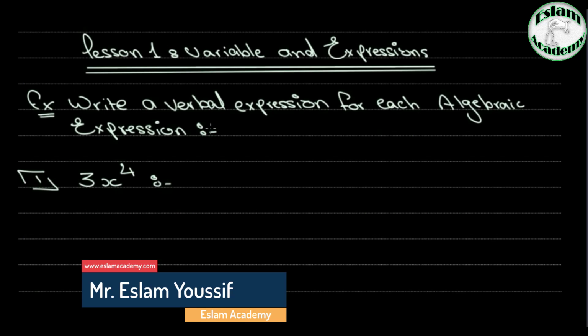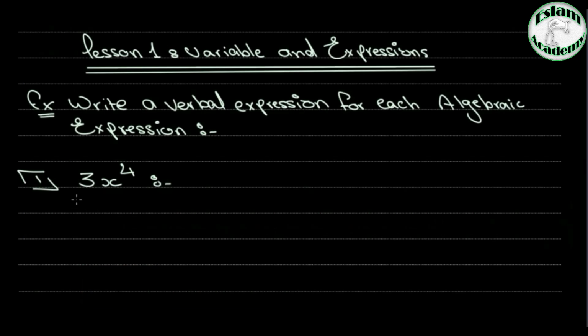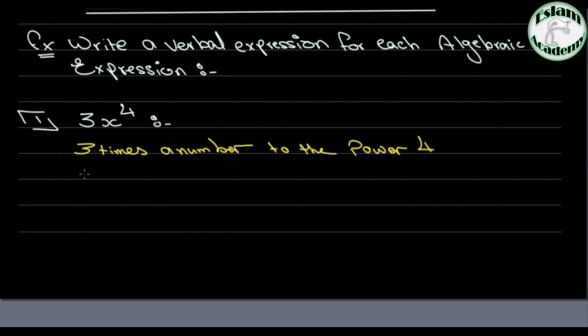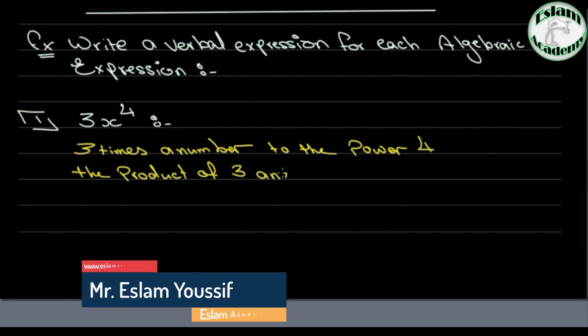Question number 1, we need to convert the algebraic expression to the verbal expression. Number 1: 3x to the power 4. As you know, 3x means 3 times x. So we can start with that: 3 times a number to the power 4. Or we can say it is the product of 3 and the number raised to the power 4.